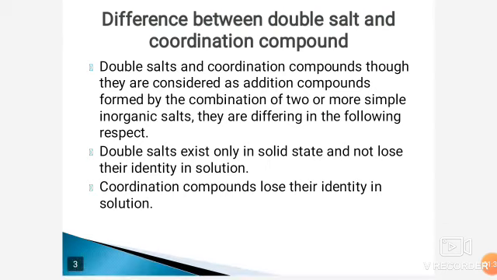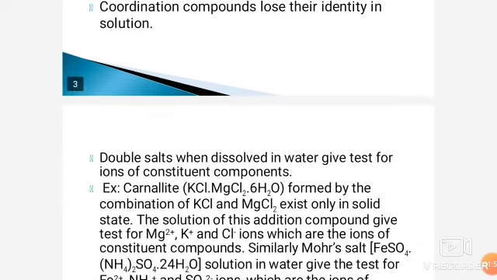Examples for the double salts are Mohr's salt, carnallite, and potash alum. The examples for the coordination compounds are ferrous ammonium sulfate. Then the coordination compounds are the hexammine cobalt complex, the tetraammine copper complex, and the tetracarbonyl nickel complex. These are some of the examples.